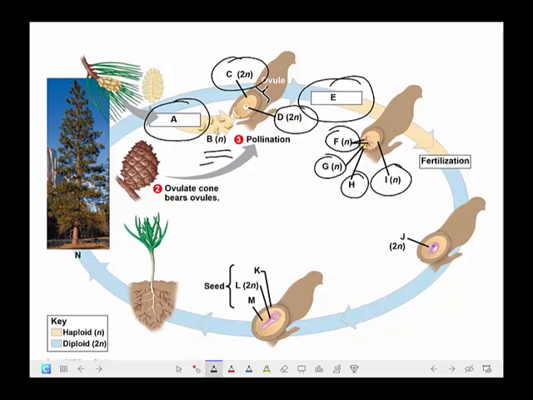A year after pollination has taken place, fertilization takes place, and we have a fertilized egg, a zygote, which finally develops into a diploid sporophyte and a seed coat and some nutritive tissue, which is what a seed is. Pine reproduction, it takes 2 years. The first year pollination takes place, and the female gametophyte hasn't even been developed yet. The second year it is ready, and fertilization takes place. Boom.